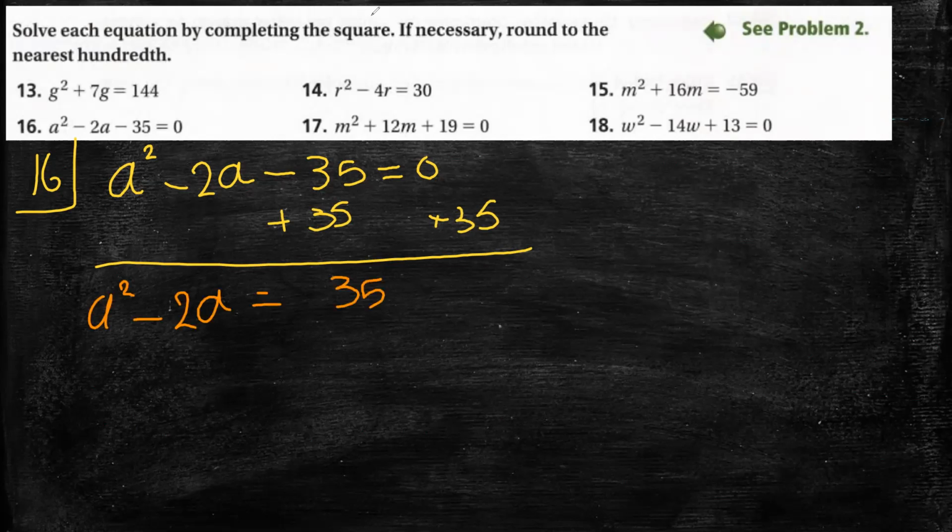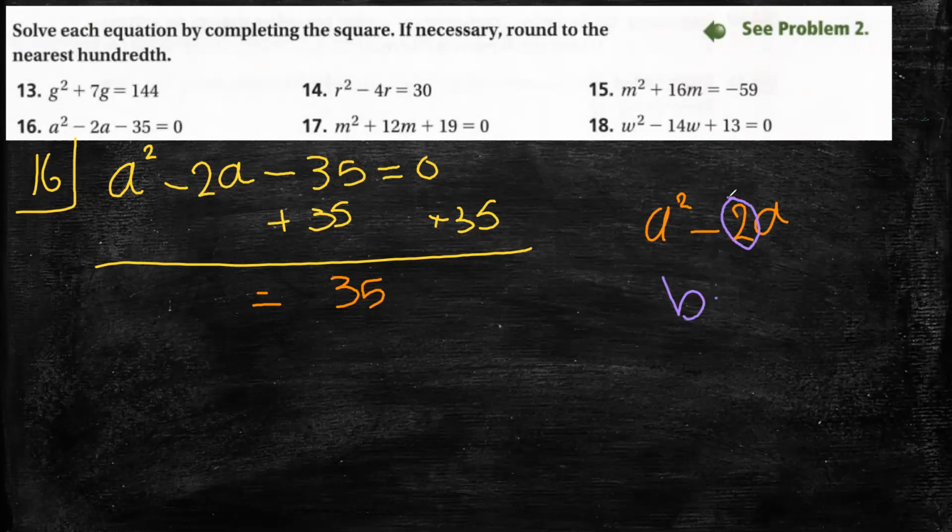Then I will ask her to come here for 1 minute. So a squared minus 2a now. I will look at b. Where's b? It is 2. So b now is 2 over 2, or sorry.